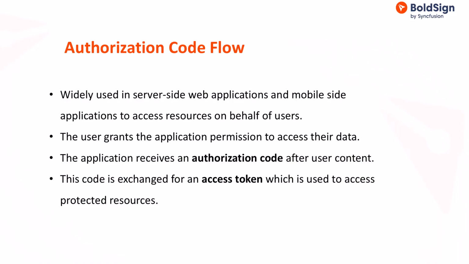Now let's dive into the OAuth authorization code flow. Authorization code flow is commonly used in server-side and mobile apps to securely access APIs on behalf of users. It involves obtaining an authorization code, which is exchanged for an access token to access protected resources.